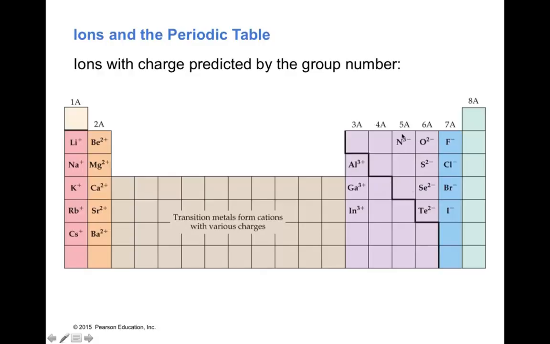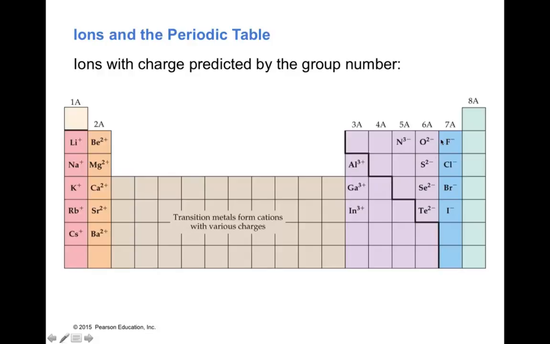On the other hand, you can see here from group 5A, 6A, and 7A, these are the nonmetals and they have negative charges. So the nonmetals will produce the anions. In the case of nitrogen, family 5 is going to be 3 minus. Oxygen and all the family of 6A are 2 minus, and the halogens are going to be 1 minus, because these are gaining electrons and these are losing electrons.